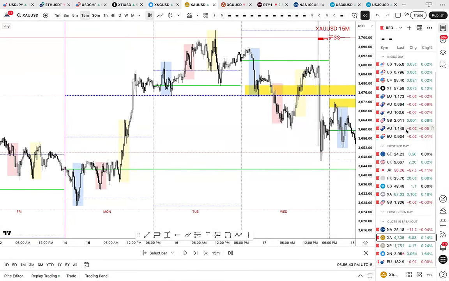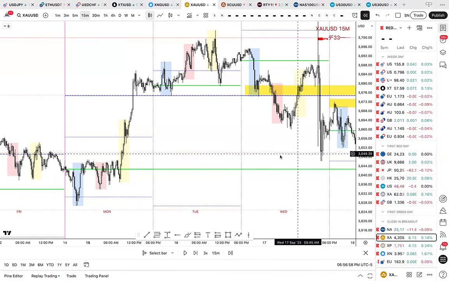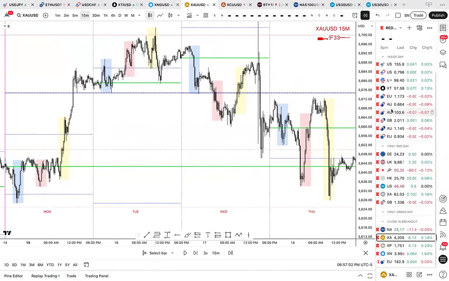Look at all those inside days. Look at all the first red days. Look at all the closing breakout signals. Now, am I literally trading all of them? No. I do favor a few pairs over the other. You all know how I love gold. But you're telling me out of all these signals that you can't get one trade?